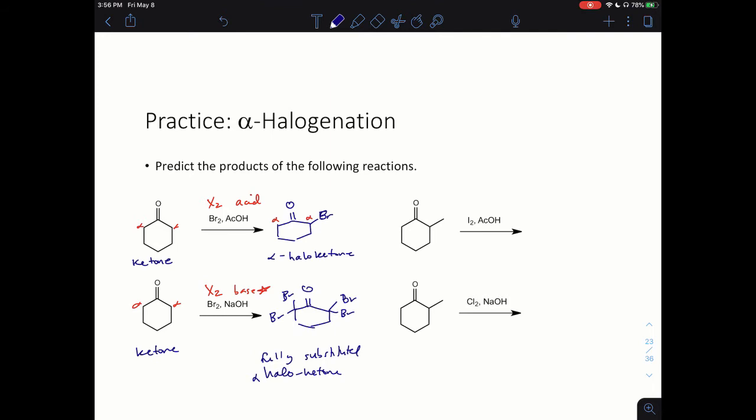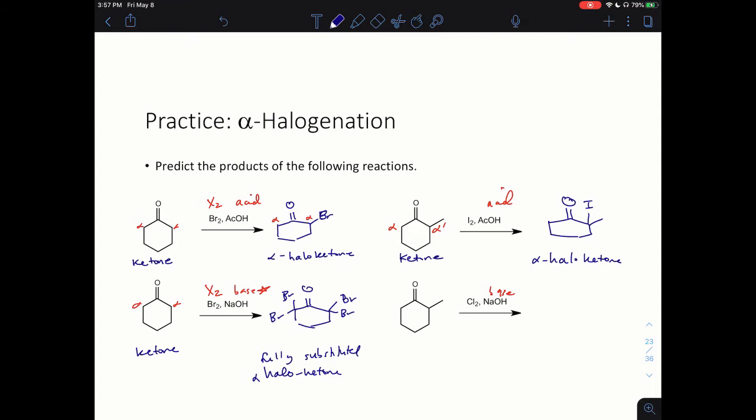Moving along, we're going to look at an asymmetric ketone. There are two alpha carbons this time that are different, and alpha prime is more substituted. This reaction occurs under acidic conditions. So we're going to have a single halogenation to form the alpha haloketone at the most substituted of the alpha carbons. That would be alpha prime. So we would expect to see iodine incorporated at alpha prime.